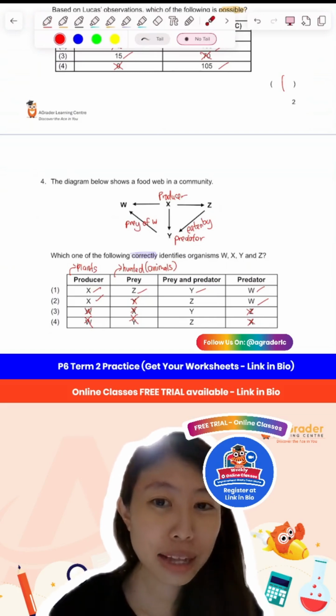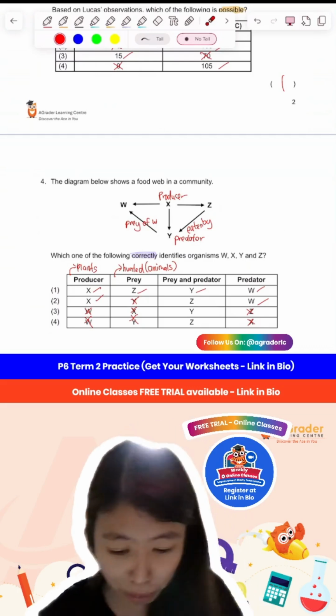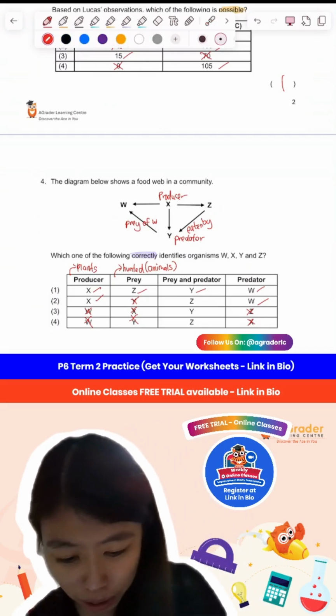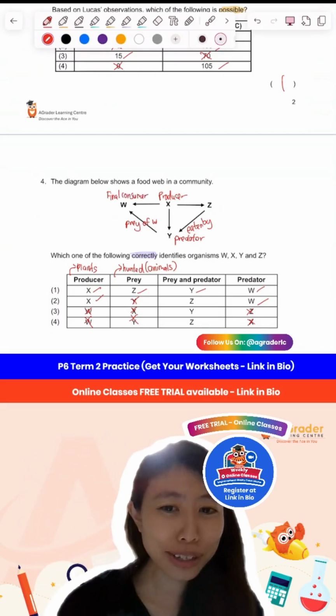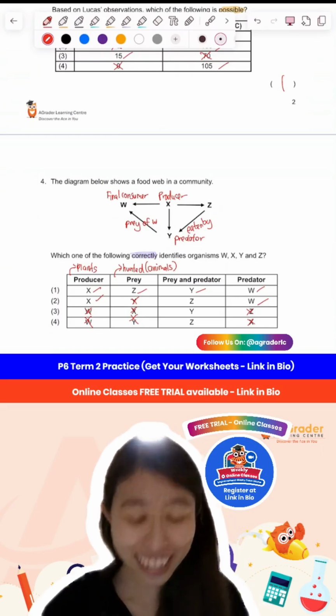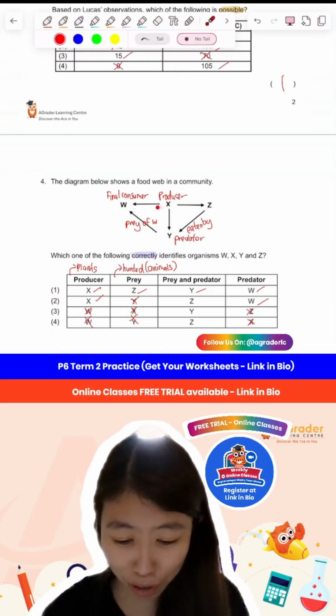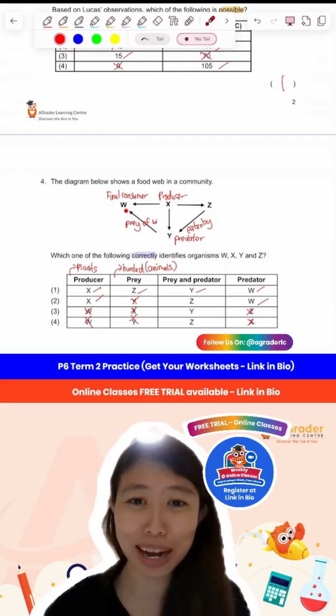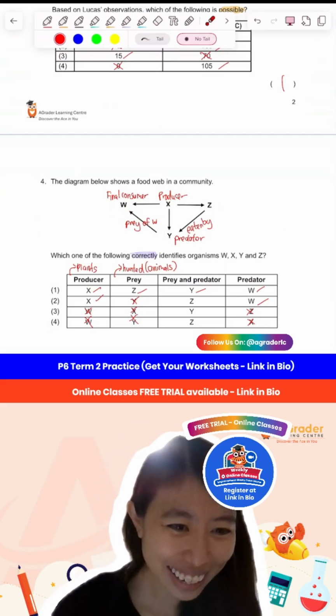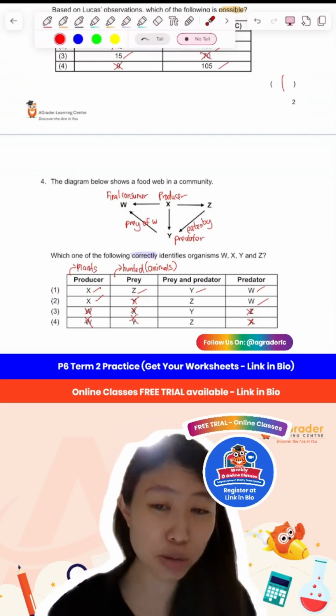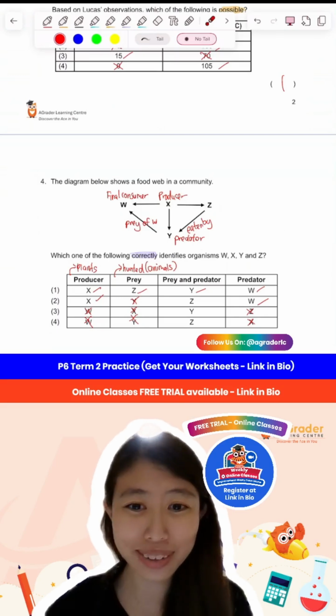Huh? W didn't get eaten up by anything. W is actually the final consumer. I think y'all keep mixing up the arrows. W is the one that is still alive because everything goes inside W's stomach. Yes, we can call it apex predator or we can call it final consumer.